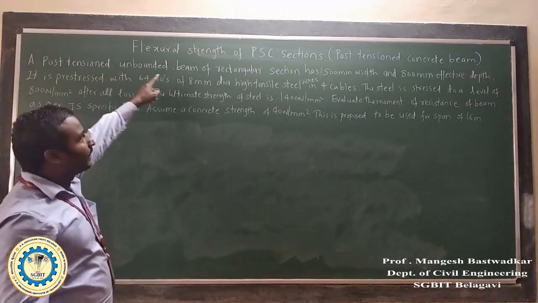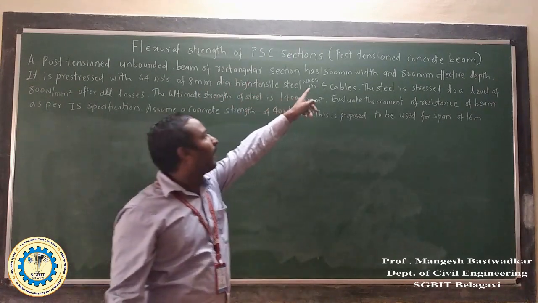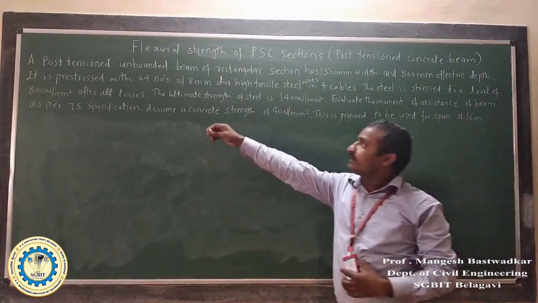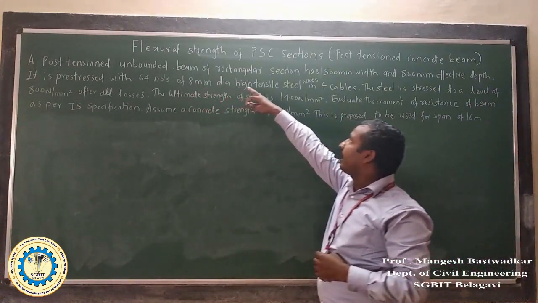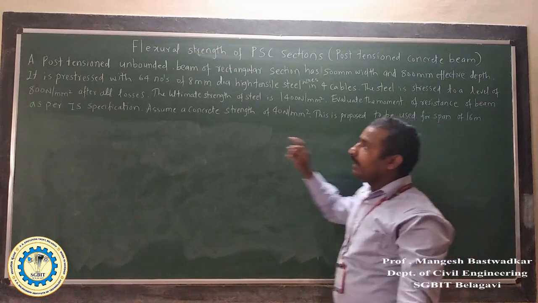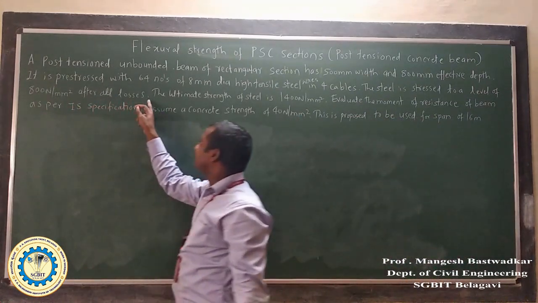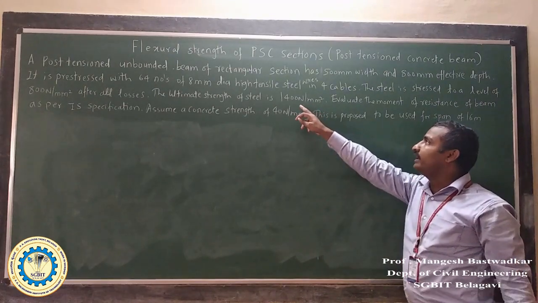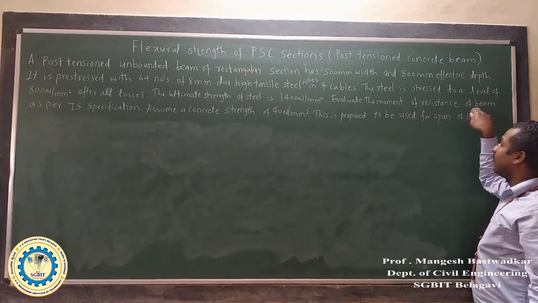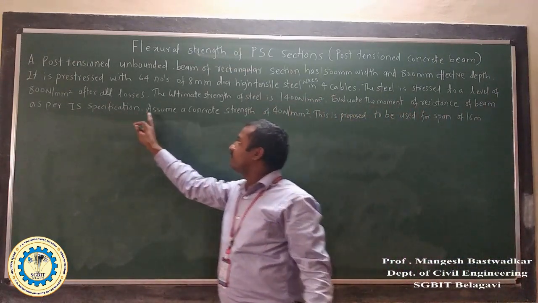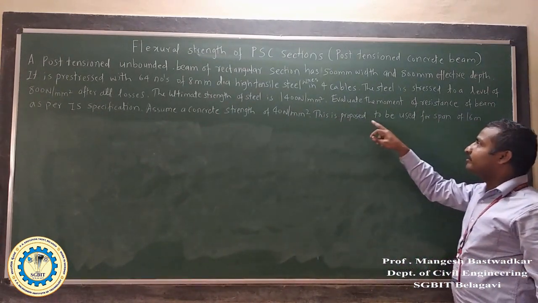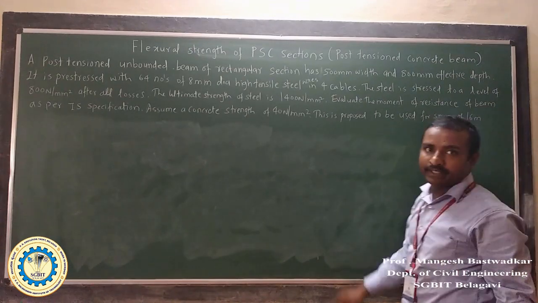A post-tension unbounded beam of rectangular section has 500 mm width and 800 mm effective depth. It is pre-stressed with 64 number of 8 mm diameter high tensile steel wires in 4 cables. The steel is stressed to a level of 800 Newton per mm square. After all losses, the ultimate strength of steel is 1400 Newton per mm square. Evaluate the moment of resistance of beam as per IS specification. Assume a concrete strength of 40 Newton per mm square. This is proposed to be used for span of 16 meter.